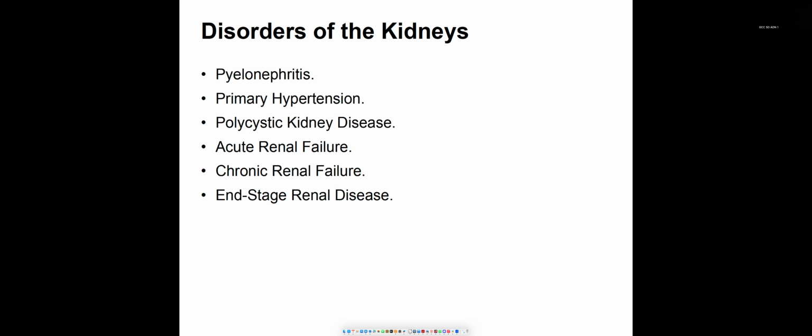You have acute renal failure. This is a sudden loss of kidney function and the primary causes include dehydration, infection, or toxins. Chronic renal failure. This is a gradual decline in the kidney's function over time, and these symptoms can include fatigue, swelling, and anemia. End-stage renal disease, ESRD. This is a complete loss of kidney function, and these patients primarily require dialysis or some kind of kidney transplantation.